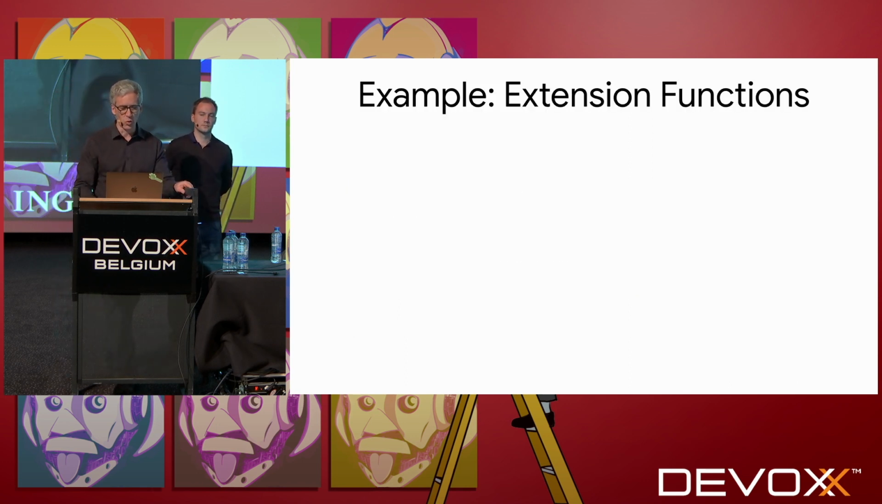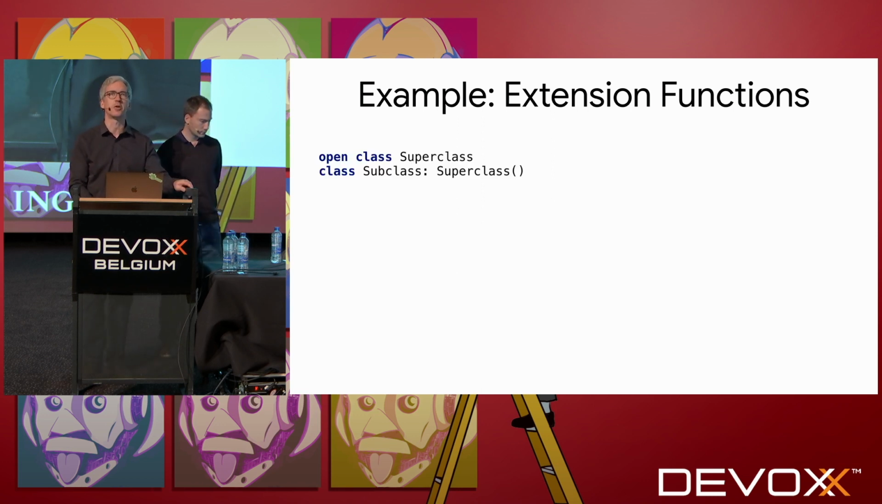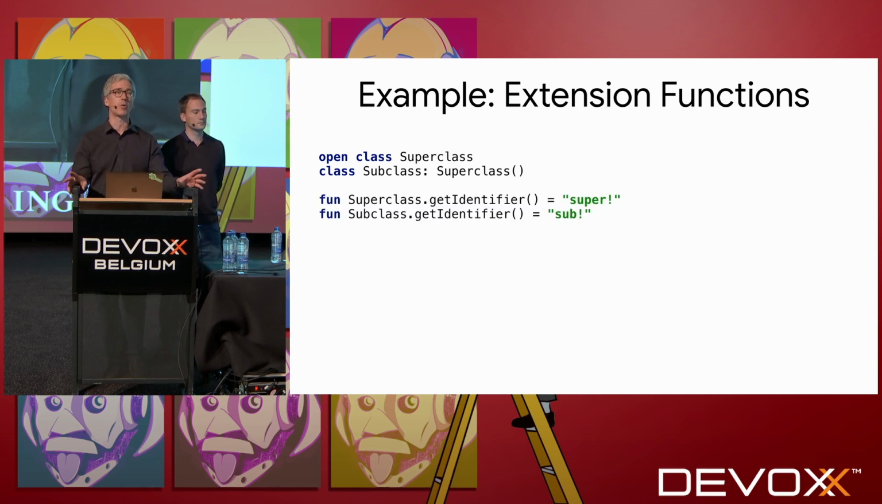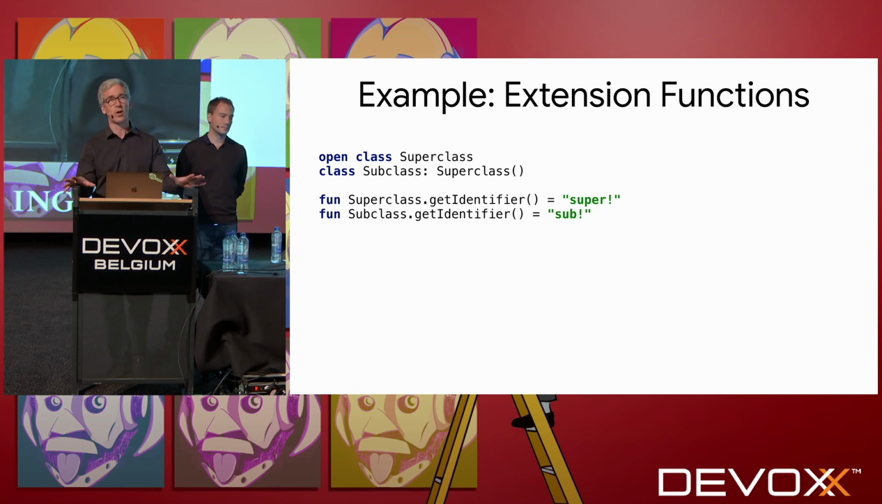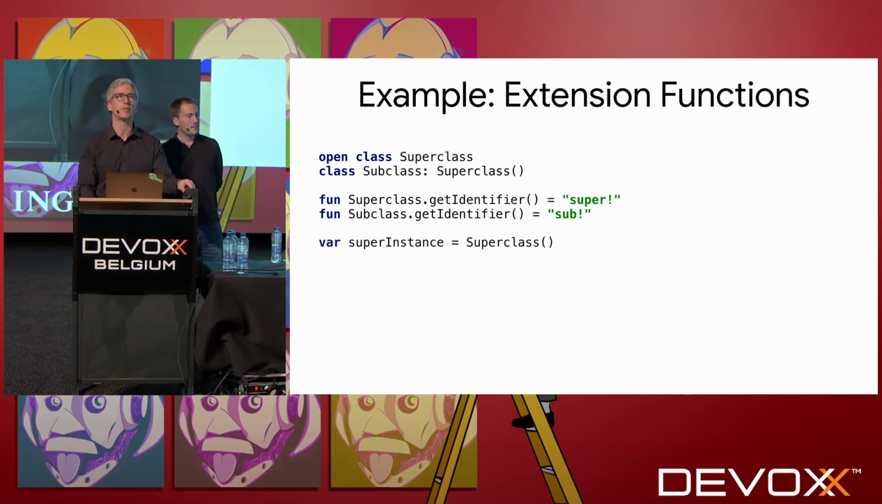Extension functions are cool. There's some sort of surprising behavior there in terms of subclassing, superclassing. So I wrote this code all on my own. There's a class called superclass. There's a subclass of it called subclass. We're going to create an extension function called getIdentifier in both of these. So we're going to plug it into the superclass, and it's going to return the string super. And same thing for sub. It'll return sub.